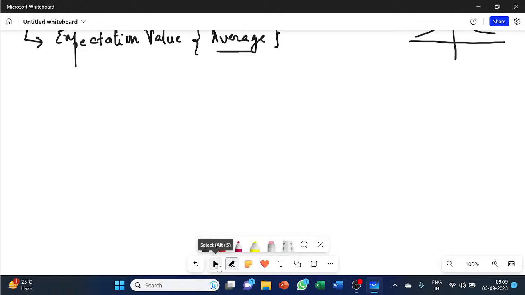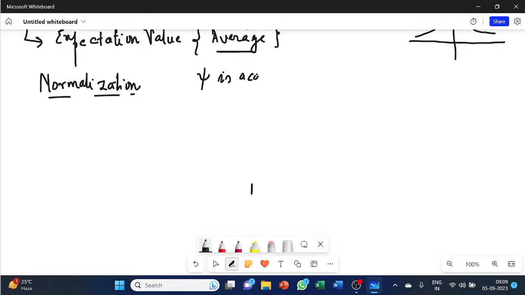See, I'm writing it here so that you are able to get it. Understand that psi in general is a complex valued function. In general, it holds no such physical interpretation. Rather, what is more physically interpretable is psi mod whole square. It represents your probability density.